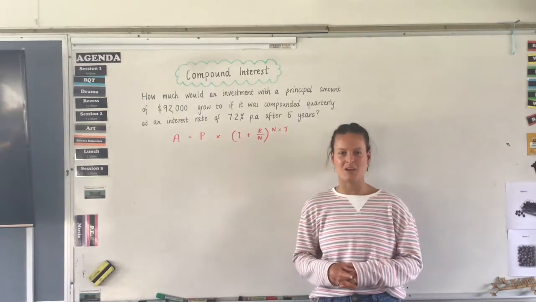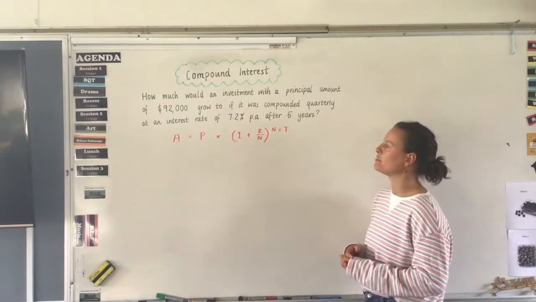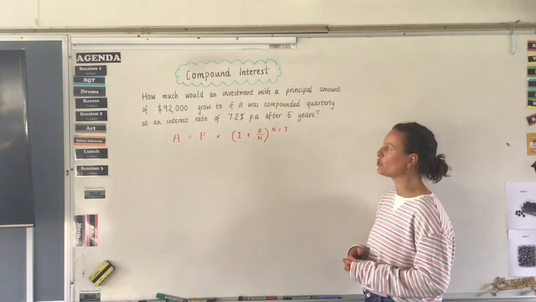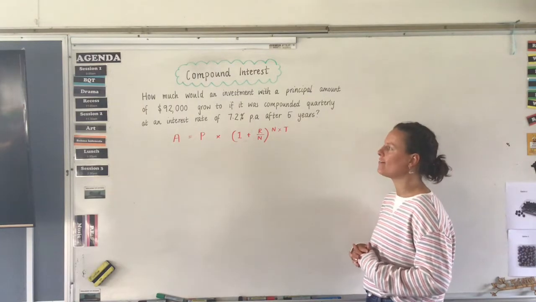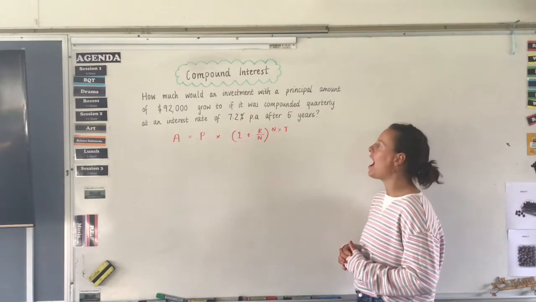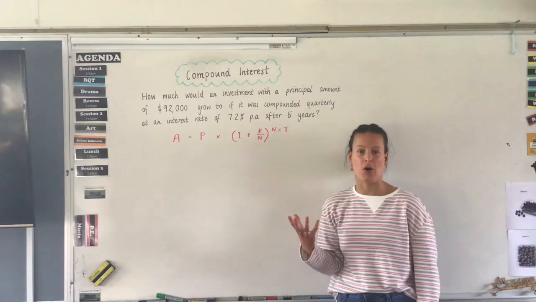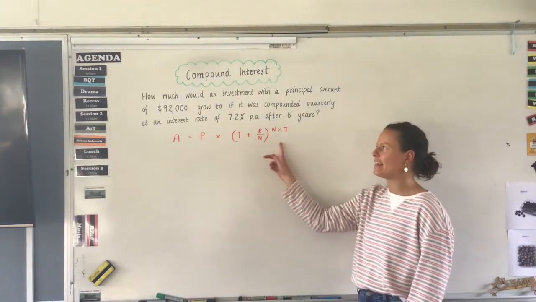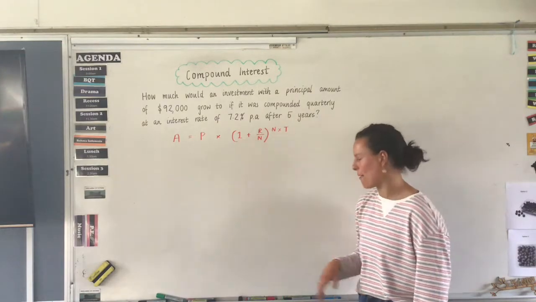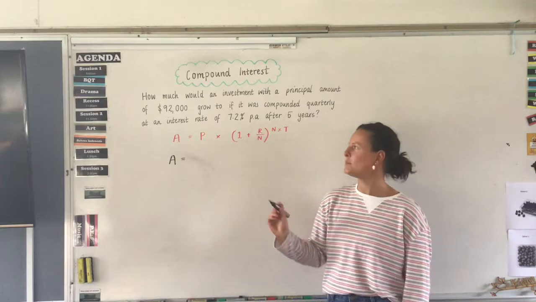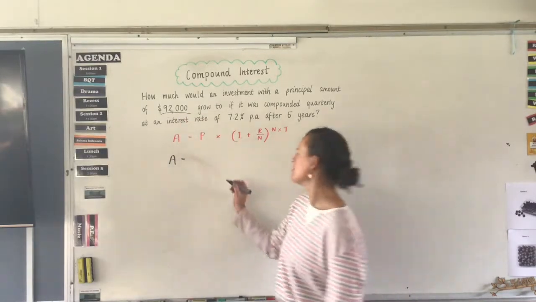Here's an equation we are going to work out together. How much would an investment with a principal amount of $92,000 grow to if it was compounded quarterly at an interest rate of 7.2% per annum after 5 years? Now, per annum also means per year. We can use our formula here and get the information out of our question to help us work out this answer. So, our principal amount is $92,000, so we can put that in our equation.